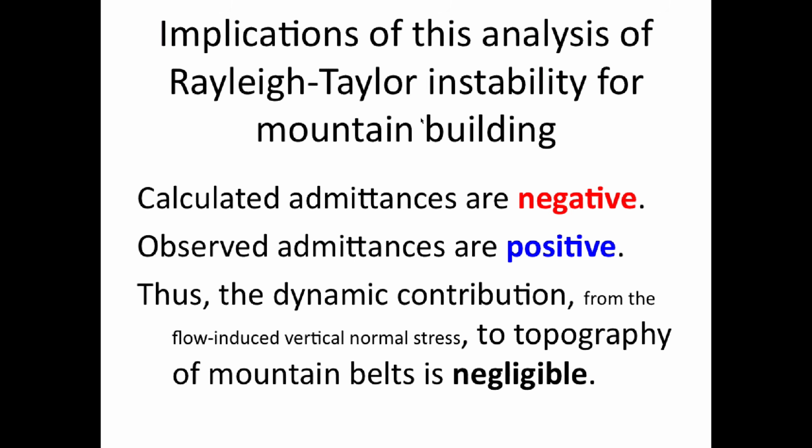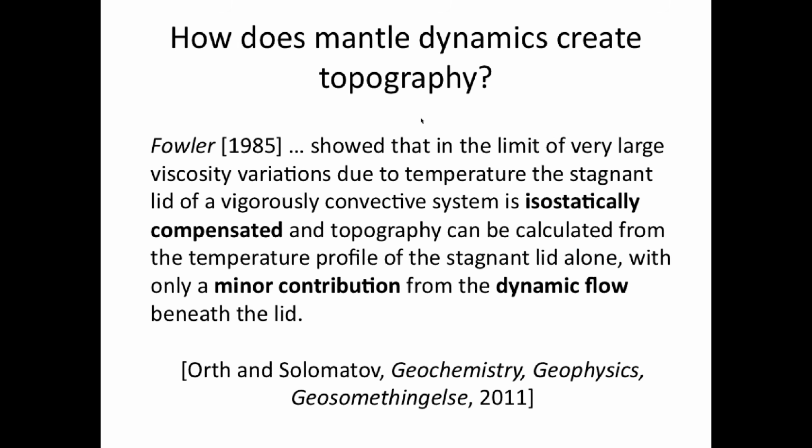Either we've made a terrible mistake or we've studied something irrelevant. And I think the latter is the case. Maybe it was a mistake to study it. But the dynamic contribution from flow-induced normal stresses to topography in mountain belts is negligible. That's the unavoidable consequence. We're predicting big negative numbers. We're observing big positive numbers. What we're predicting is based on something that isn't very important.